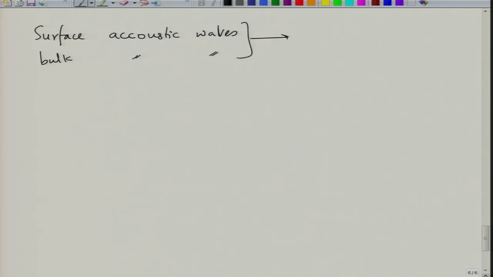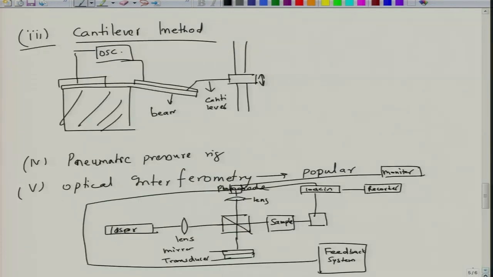These are typically the indirect methods. They are basically coupling of acoustic waves with respect to the sample, which are used to measure the piezo response. In the case of single beam optical interferometry, the resolution can be quite high, so we can measure up to about 0.1 picocoulomb per Newton. This is a fairly high resolution, and the displacements that can be measured are of the order of 10 to the minus 3 nanometer range. So it is a very, very accurate method.